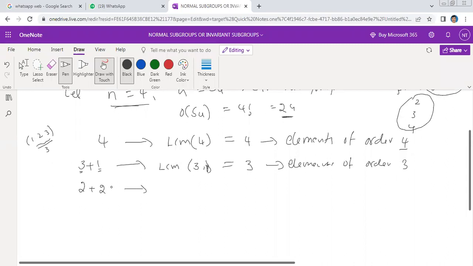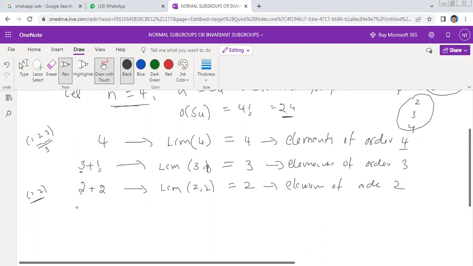Think about the meaning of 2 plus 2. 2 means a permutation like (1 2), of length 2. I break 2 plus 2 like this. The LCM of 2 comma 2 is equal to 2. So the meaning of this is elements of order 2 in S4. In this S4, some permutations of order 2 are also there, elements of order 2.